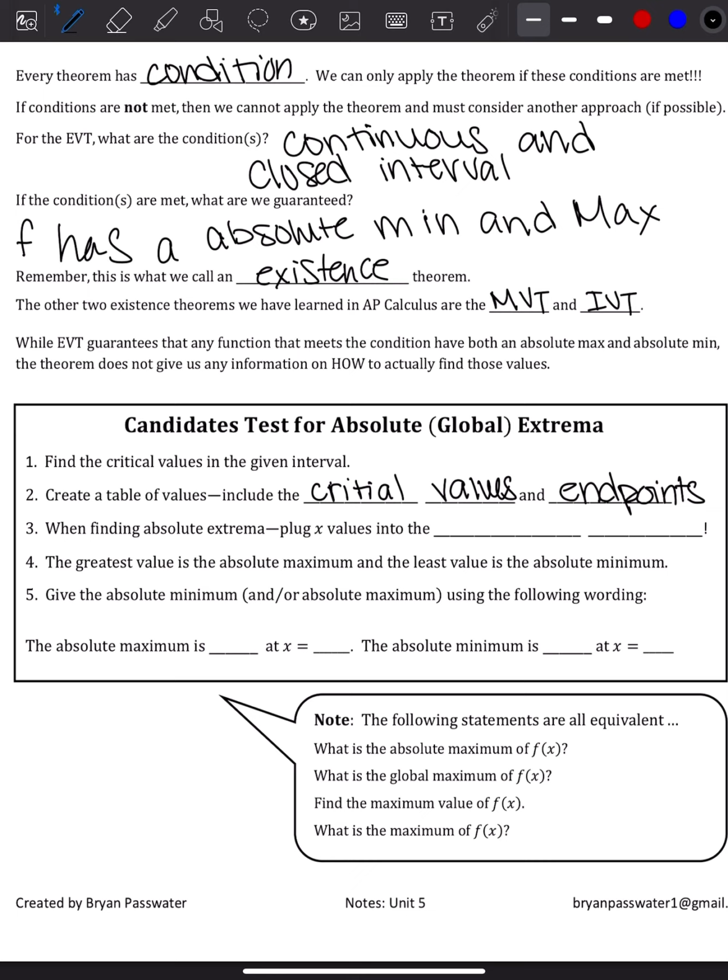Give the absolute minimum and/or maximum using the following wording. The absolute max is blank at x equals blank. The absolute min is blank at x equals blank. We are going to be writing in the y value for that first blank, and the x value for the second, obviously, because it says x equals. So we need to be a little bit careful on that. We also need to be prepared for other ways to be asked these questions.